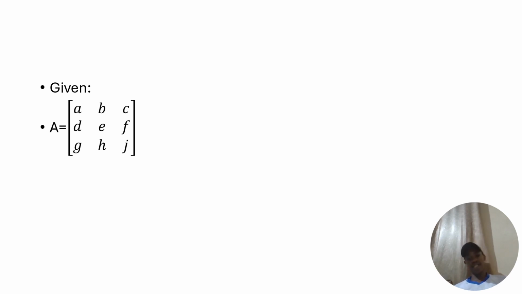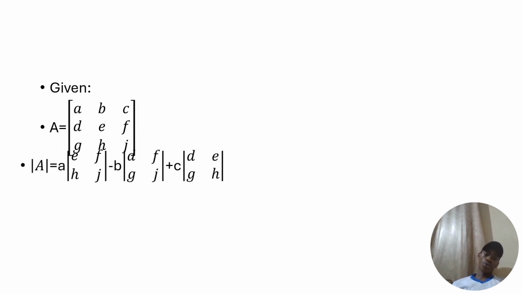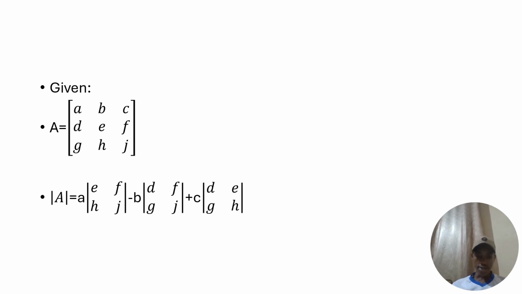Now, how are we going to get the determinant of that matrix? We are getting the determinant of A, whose values are there as you're seeing. So here we have our A, with entries a, b, c, d, e, f, g, h, and j.